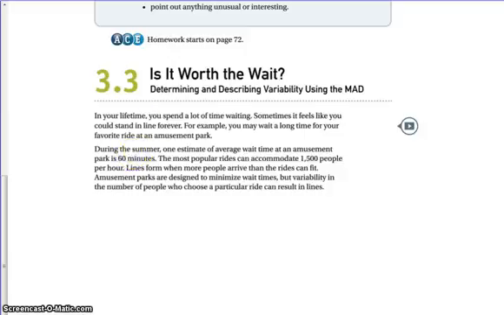Now, the mean absolute deviation can be described in many different ways, but the best way to describe it is simply the average distance of all values in a set from the mean of the distribution, which means we're looking for the distance every number in our information is away from the mean of the set.